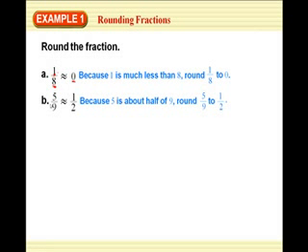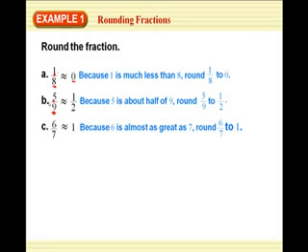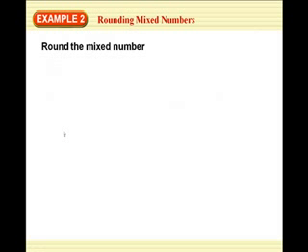5/9. You got to think, and always start with the denominator. The denominator is 9. Half of 9 is 4.5, and 5 is really close to that. So it's close to half. And then when the numerator is really close to the denominator, if you think about my candy bar again, if I cut it up into 7 pieces and give you 6 of them, I'm almost giving you the whole candy bar. So that would round to 1.